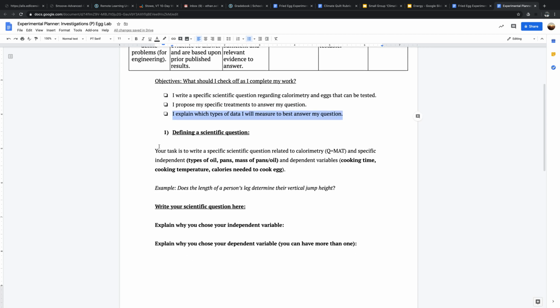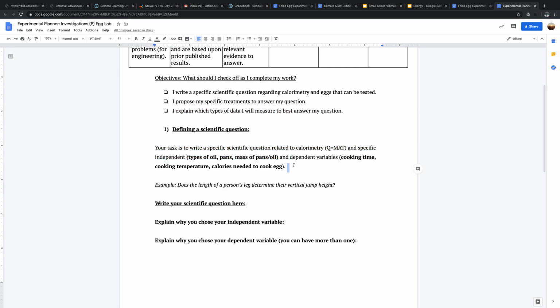So the first thing that you're going to be doing today is defining a scientific question. We have different types of independent and dependent variables related to Q = mAT, and there might be other variables I didn't list. You want to write your specific scientific question, which might change as you complete this document, your independent variable, and then finally the dependent variable. You can have more than one. As you change the independent variable, types of oils, types of pans, types of metals, your dependent variable, final temperature of the egg, time to cook the egg, will change. A good example of this is, does the length of a person's leg determine their vertical jump height?